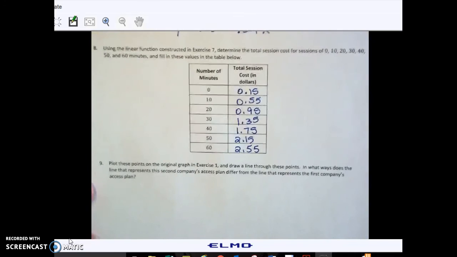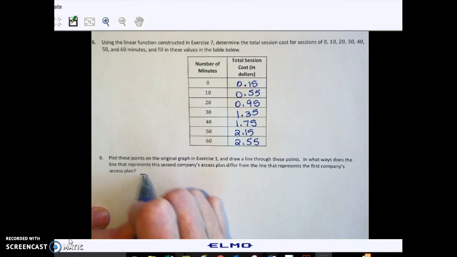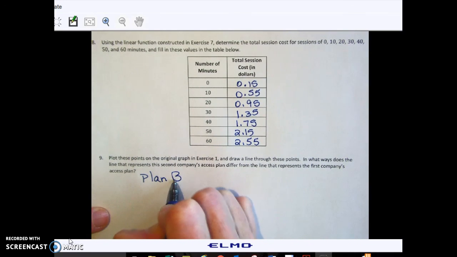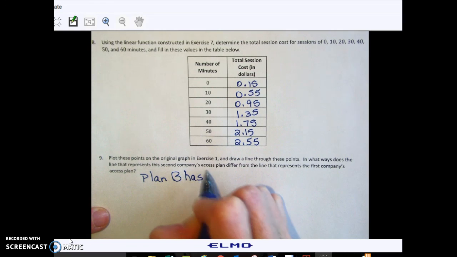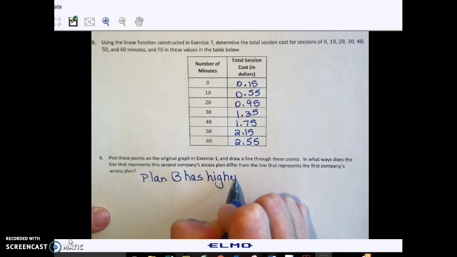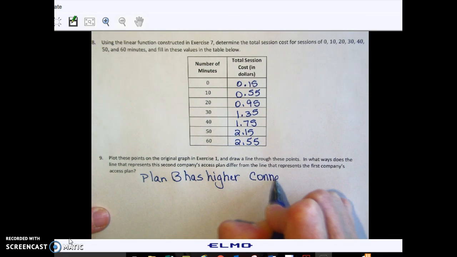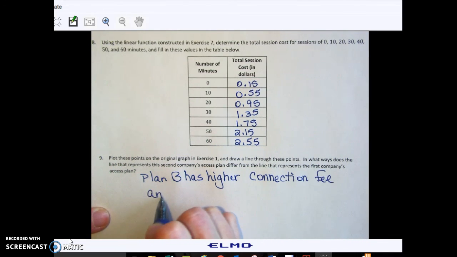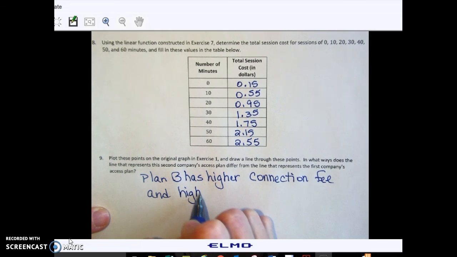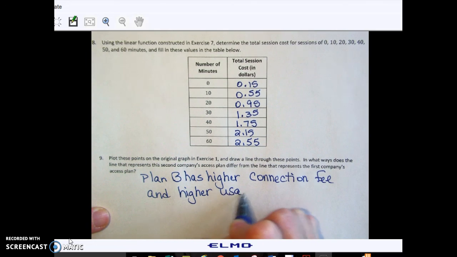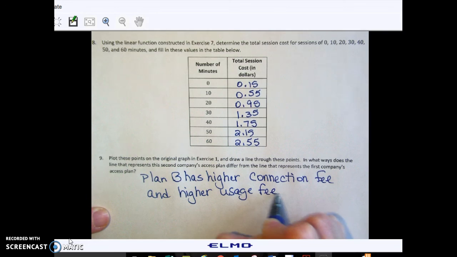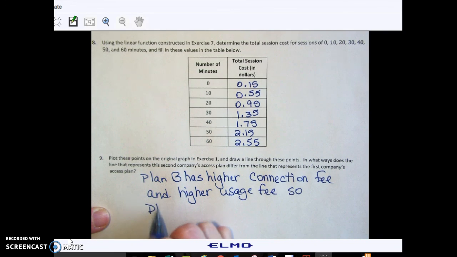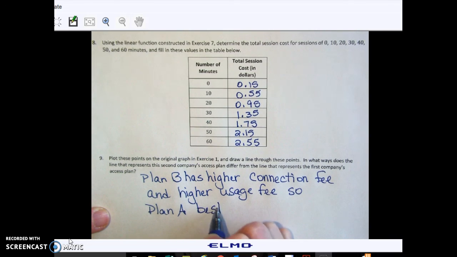So Plan B has a higher connection fee and a higher usage fee. So Plan A is the best choice.